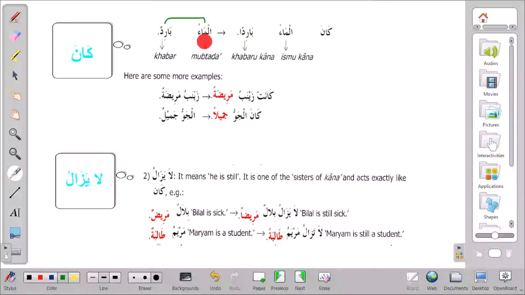So we said that the ism kana is always marfu, and the khabar kana is always mansub. As you look, kana has been added here. You can see kana has been added. So if we add kana to it, as you see here, this is now the sentence.